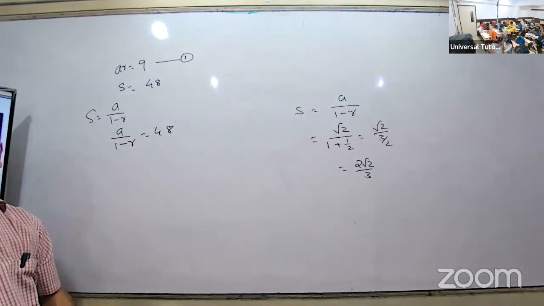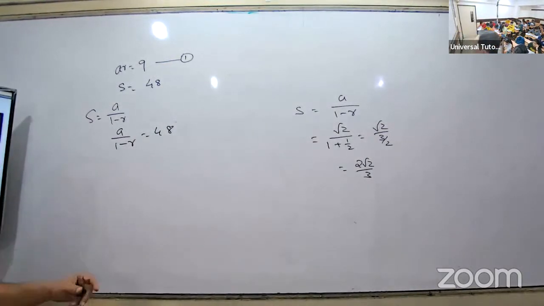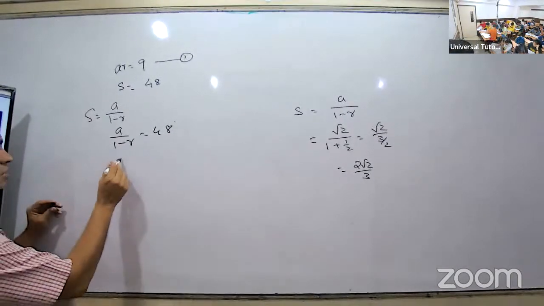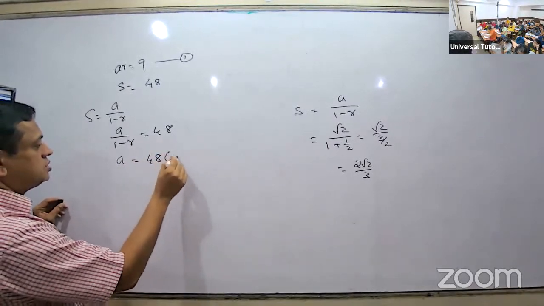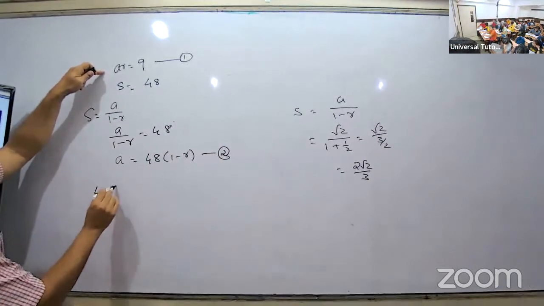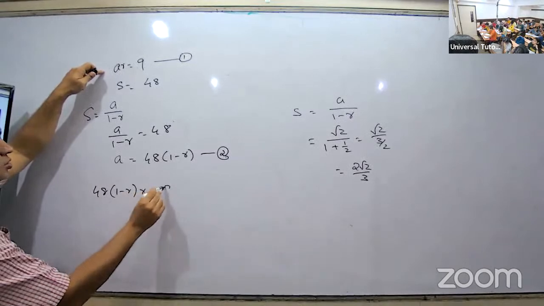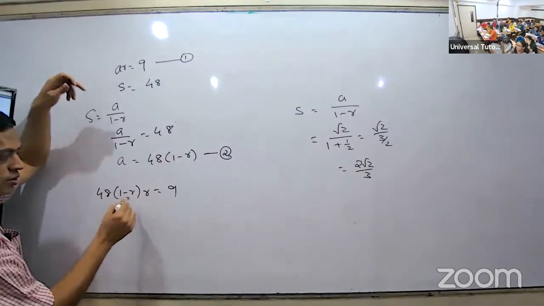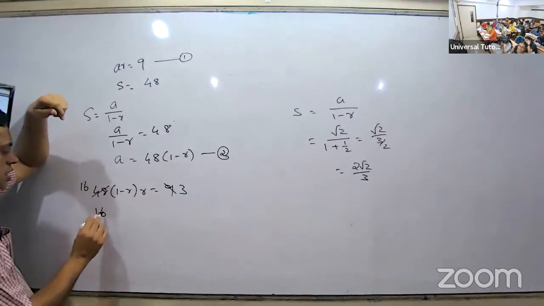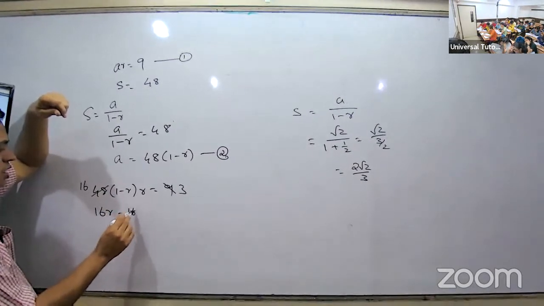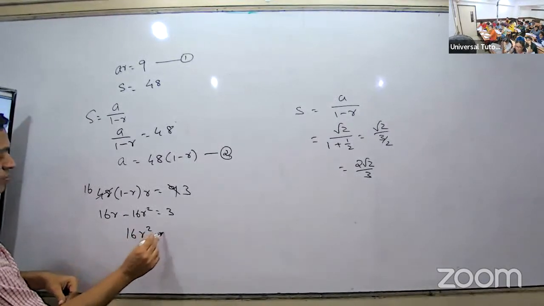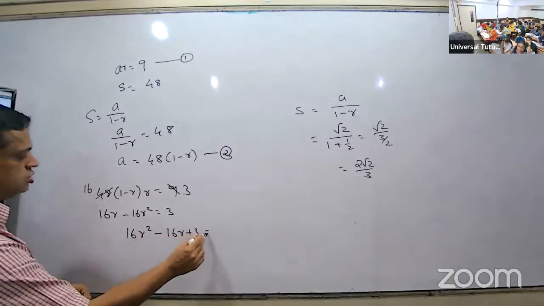Those who did not get it, look here. A is equal to 48 times 1 minus R. The second one, substitute this A in this one. So what do you get? 48 times 1 minus R times R is equal to 9. If you want, you can cancel 3. It is 16 and this is 3. Open the bracket. 16R minus 16R square is equal to 3. Shift: 16R square minus 16R plus 3 is equal to 0.